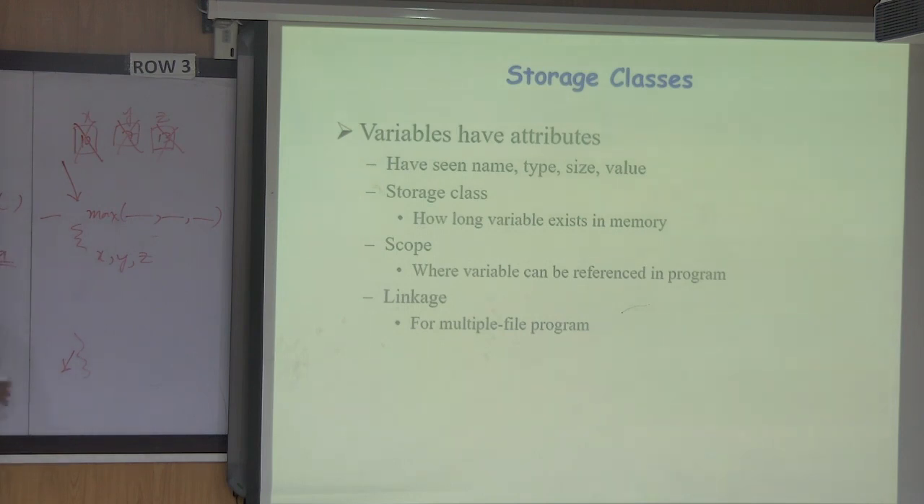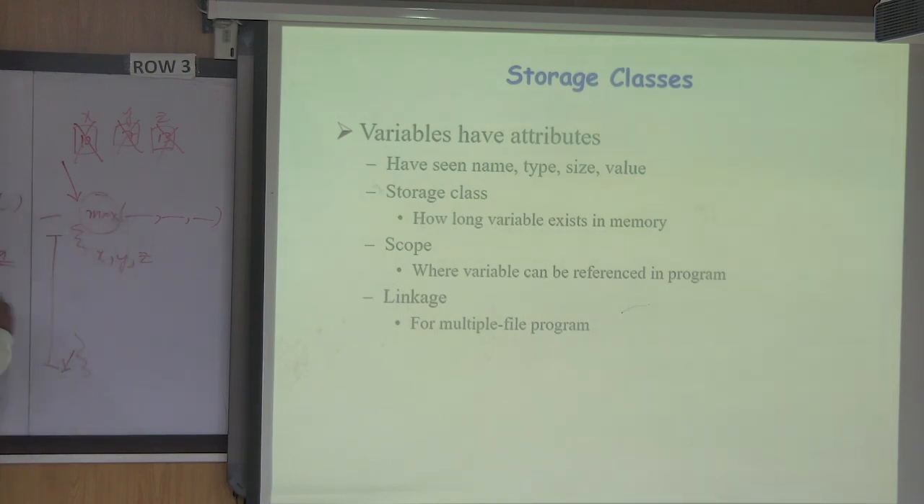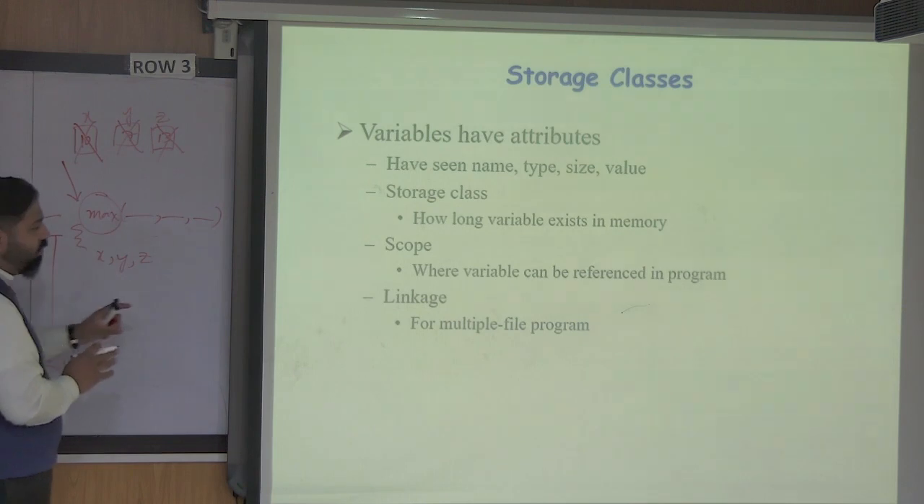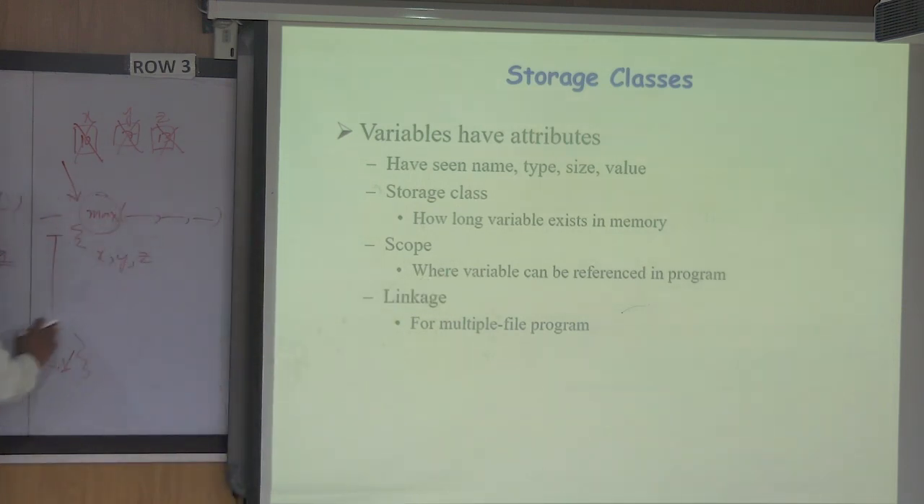Where can a variable be referenced? Where does A want to go? Last time I told you, it is only known inside main. X, Y and Z are only known inside max. So they are separate from each other, meaning where the variable can be referenced. So what is the scope of X, Y and Z? Function scope. And the function name is?